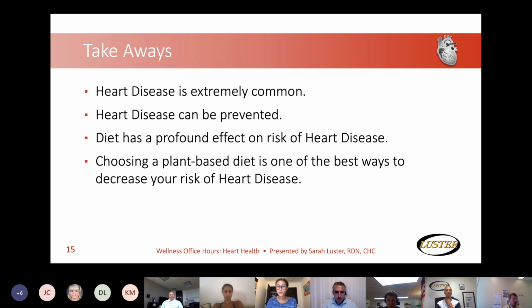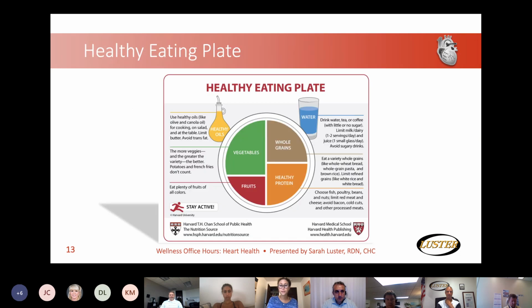So the main takeaways for this presentation: heart disease is really common, but it can be prevented. Even if you do have the family history of heart disease, or maybe you went to your doctor and you have some genetic predisposition to it, you can modify your risk by engaging in healthy activities, such as modifying your diet. And so that was the other takeaway. Diet has a profound effect on your risk of developing heart disease. If you really just go back to this plate right here, this visual, this provides a great summary of a heart healthy diet right here.